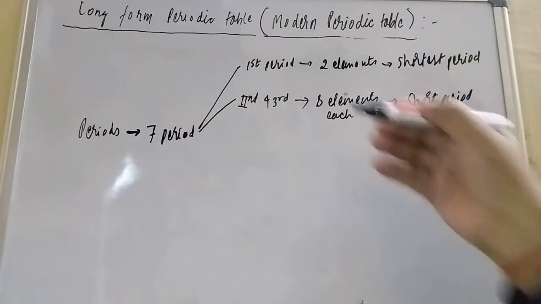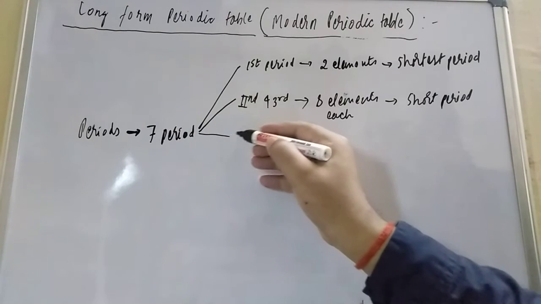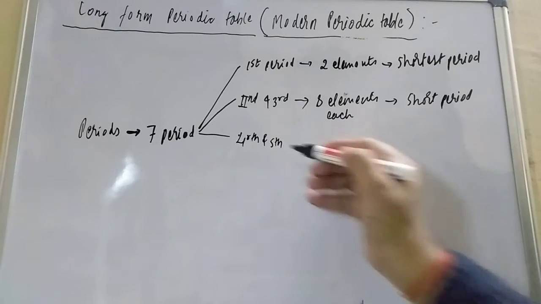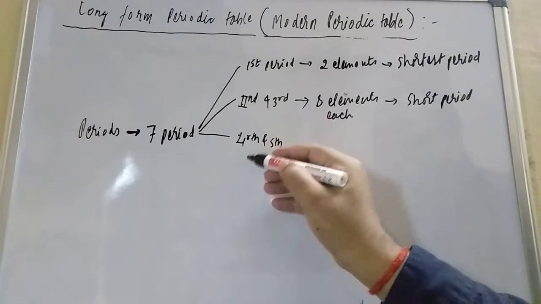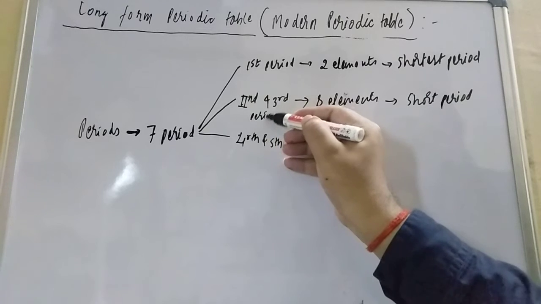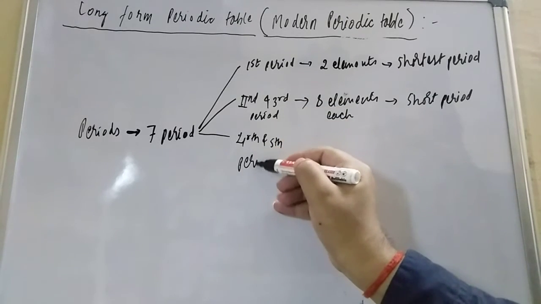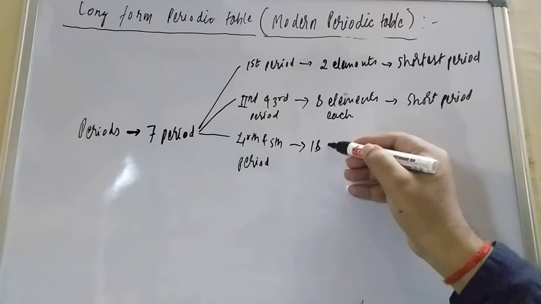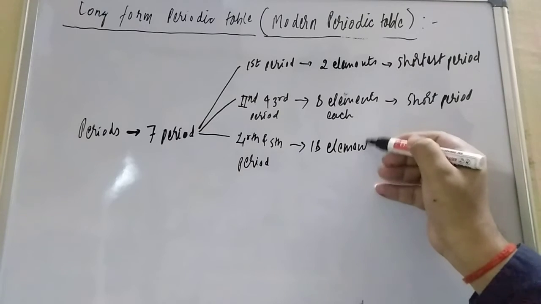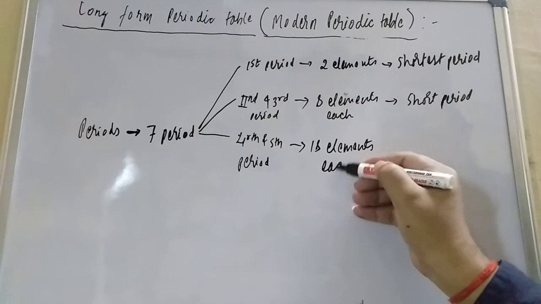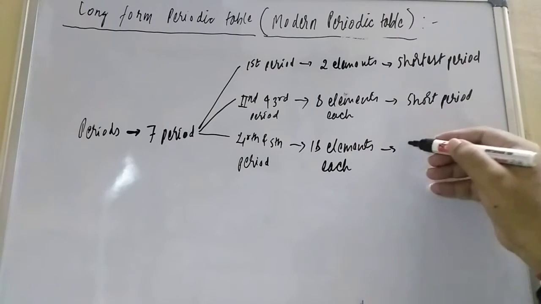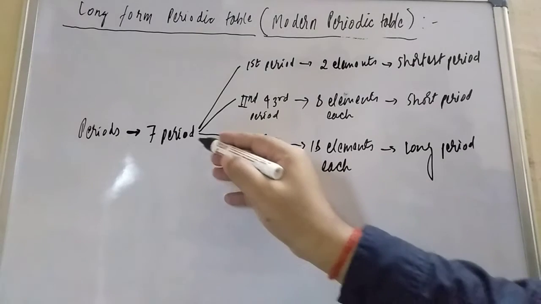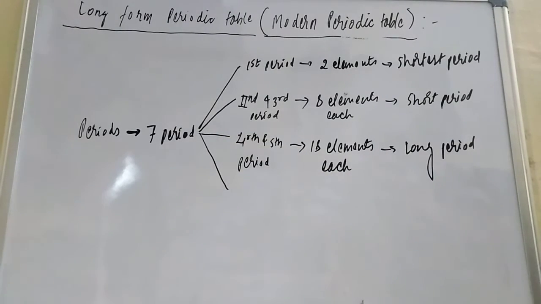Because it is having a little more number of elements. And if you talk about the fourth and fifth period, this is also a period, and this is also a period. So when you go to the fourth and fifth period, students, how many elements are there? 18 elements each. And 18 elements is more number of elements, that is known as what, students? Long period. Now you come to the next category, students.